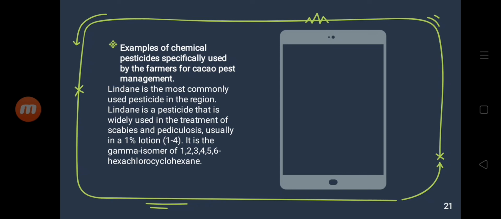Lindane is a pesticide that is widely used in the treatment of scabies and pediculosis, usually in a 1% lotion. It is the gamma isomer of 1,2,3,4,5,6-hexachlorocyclohexane. So that's all, and thank you for listening.